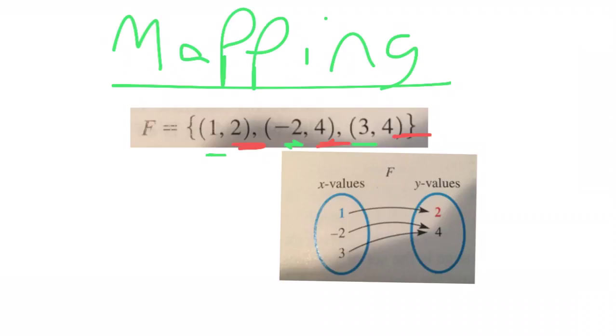So we start with the x value of 1, and we draw a mapping from 1 to its corresponding y value, which is 2. Likewise, for the x value of -2, it maps to 4, so we draw an arrow from -2 to 4. Likewise, for the x value of 3, its corresponding y value is 4, so we draw an arrow from 3 to 4. Alright, now that we've covered a different way to write a relation, let's move on to the concept of domain and range.